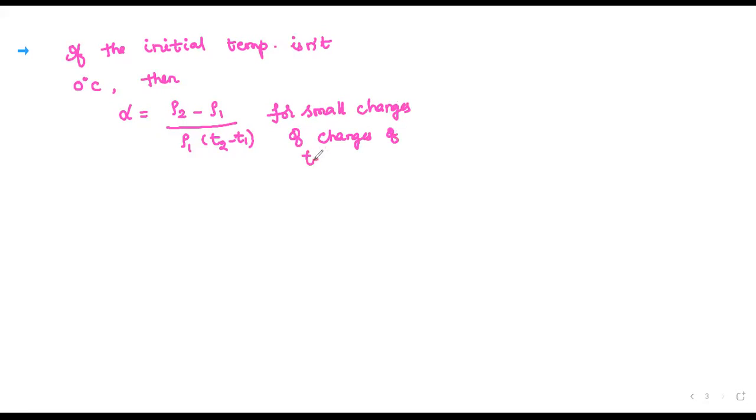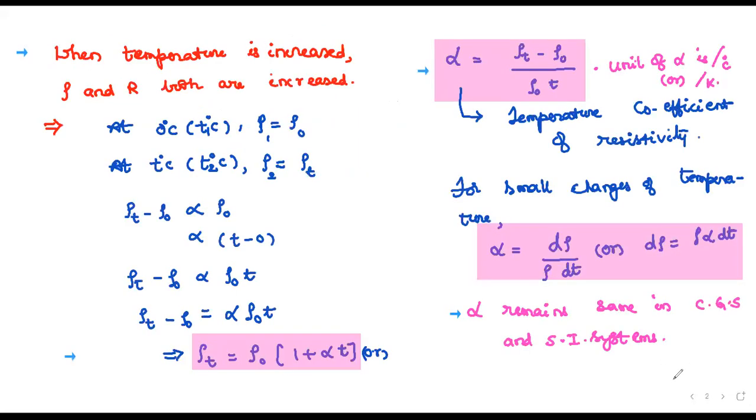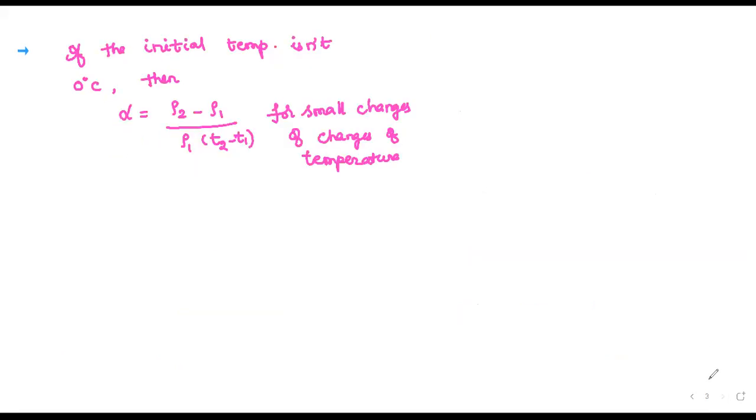That's why I wrote the same equation you observed there on the previous page. Observe there. This rho t minus rho naught, I took as rho 2 minus rho 1. I wrote it as d rho. By rho naught, I took it as rho, the resistivity at the initial temperature, into T minus 0, directly I took it as dT. And I gave this equation. But already I wrote the condition here. So d rho equals rho 2 minus rho 1 by rho 1 into T2 minus T1 is applicable for small changes.